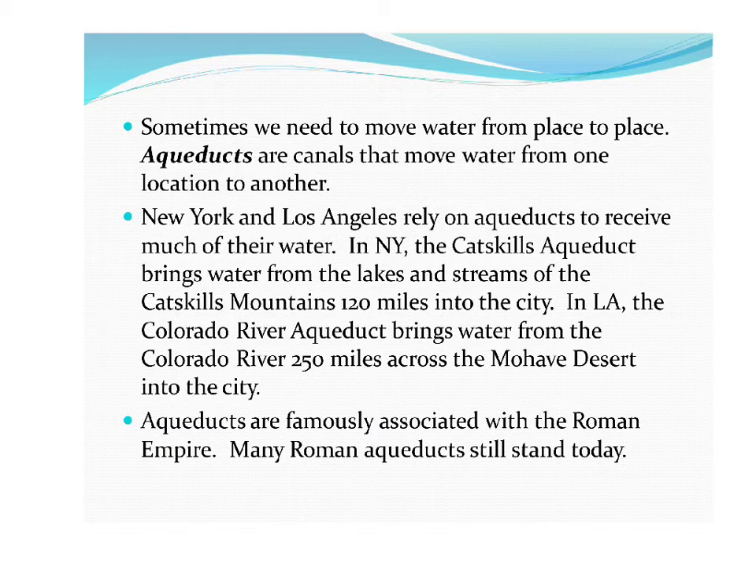Okay, sometimes we need to move water from place to place. The way that we do this is through aqueducts. We can also do it through pipelines, but it's primarily done through something called an aqueduct. They're canals that move water from one location to another. You might associate aqueducts with the ancient Roman Empire, but we still use them today. In fact, two of our biggest cities in the United States, New York and Los Angeles, rely on big aqueducts to get much of their water.